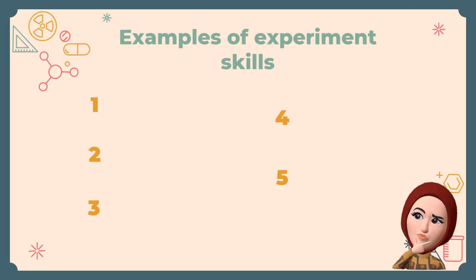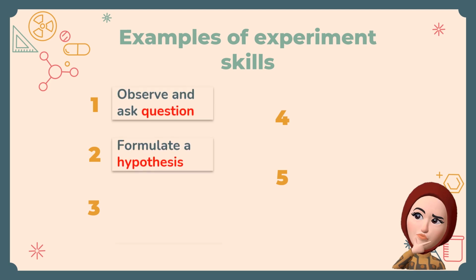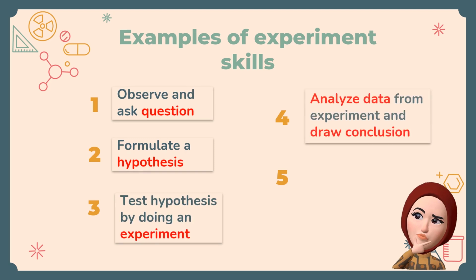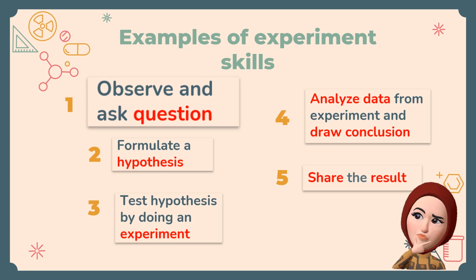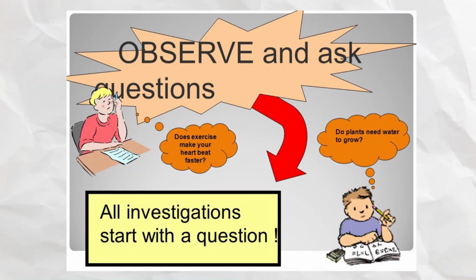There are 5 examples of experiment skills, which are observe and ask questions, formulate a hypothesis, test hypothesis, analyze data from experiment and draw a conclusion, and lastly is share the result. Now we will see the first example, which is observe and ask questions. Observation helps us formulate a challenging question that you will be able to test. A good question converts the natural sense of wonder into a focused line of investigation.